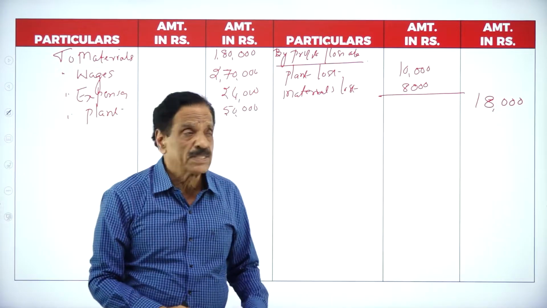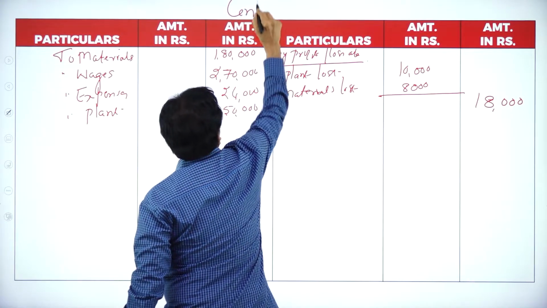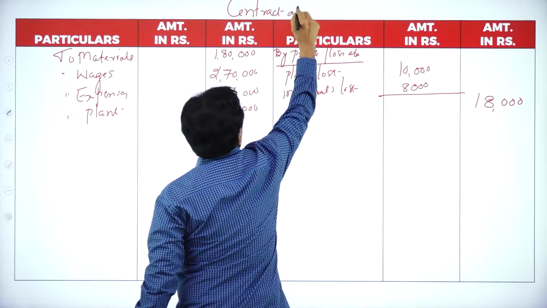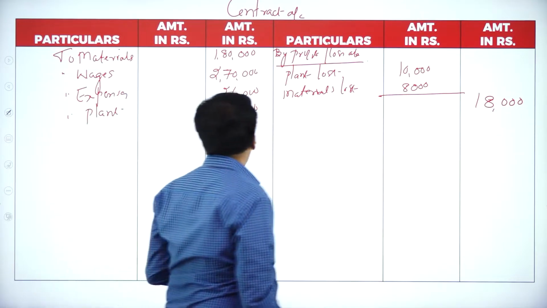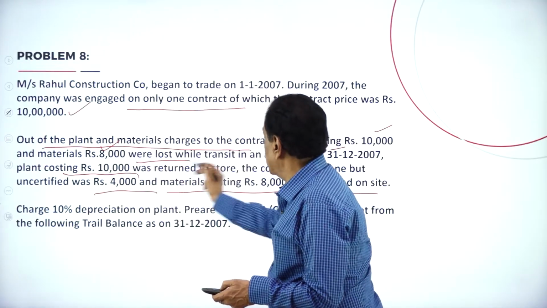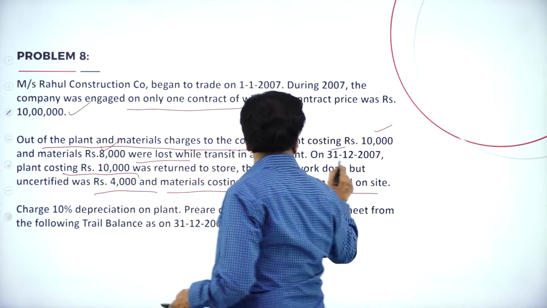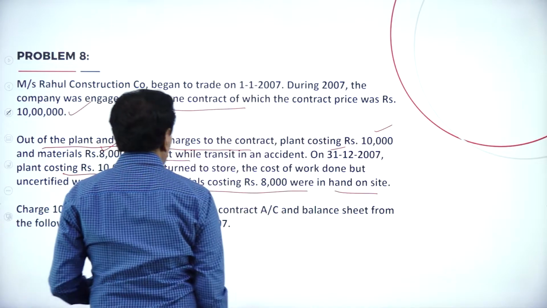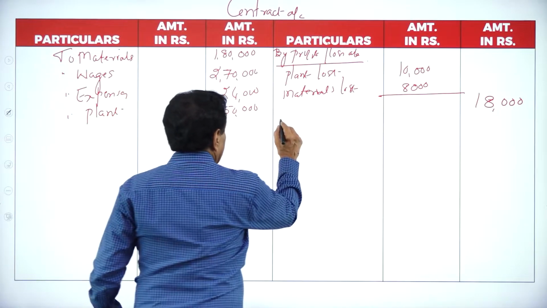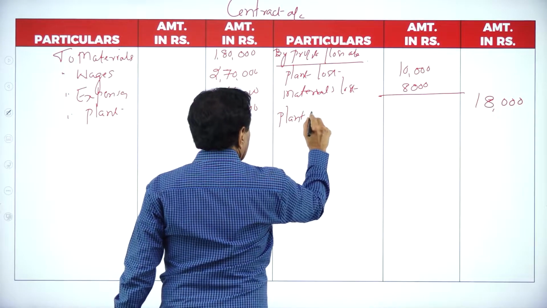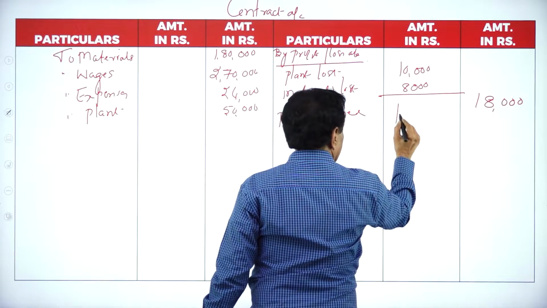So here, what's the entry? Profit and loss account debit, to contract account. Profit and loss account debit, contract account. What is the next one? This sentence is over. Then on 31st December, plant costing 10,000 was returned. How much returned? 10,000 was returned. Plant returned, what's the value? 10,000.